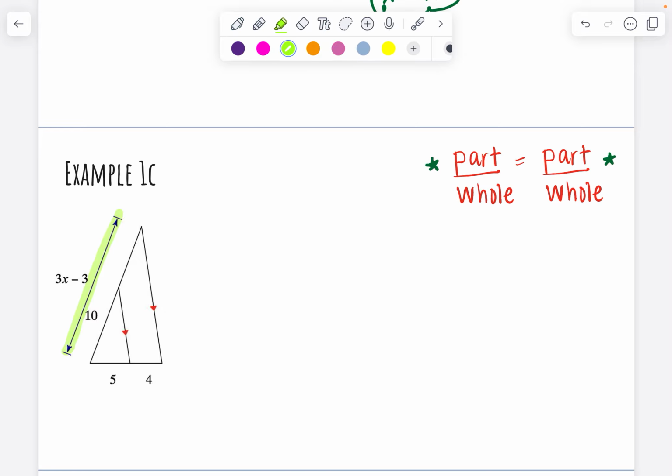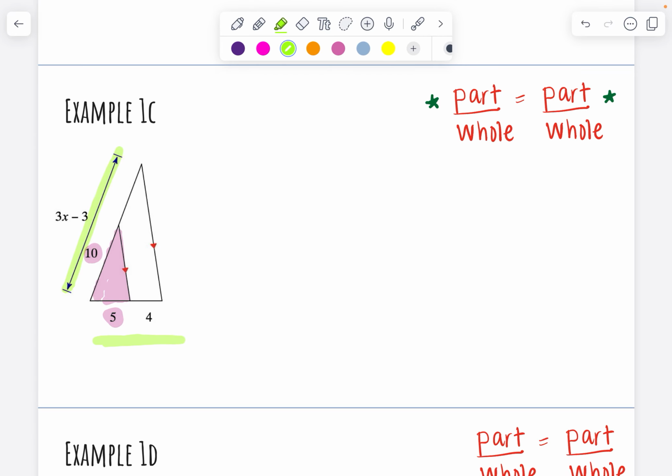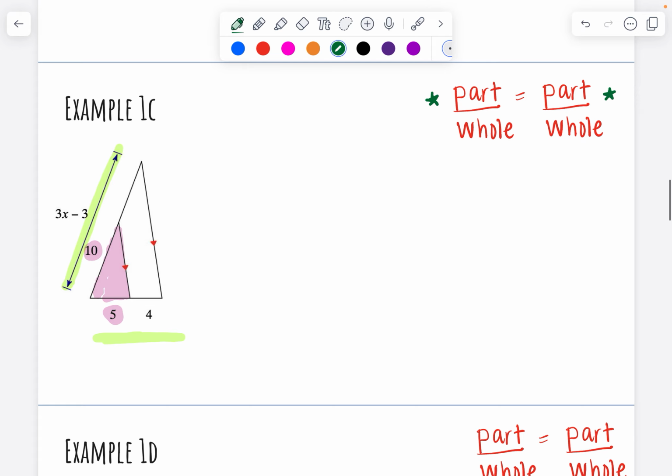If we look at the parts that go together, I can see that the 5 and the 10 both go together because they're both sides of this pink triangle. I can see that the whole on the left side is 3x minus 3. The whole on the bottom then, if I add 5 plus 4, the whole is 9. So I'm going to do the part over the whole. On the left side of my triangle, the part is 10. The whole is 3x take away 3.